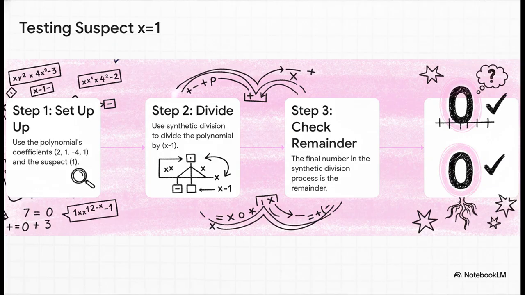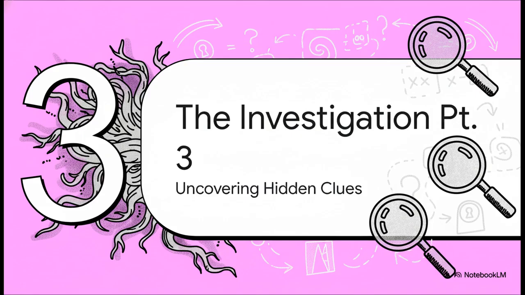We do it again. Multiply that 0 by our suspect, add to -4, we get -4. One last time. Multiply that by our suspect and add to 4, and what do we get? 0. That's the confession. The remainder is 0, which means x equals 1 is a confirmed root. So we found one of our culprits.